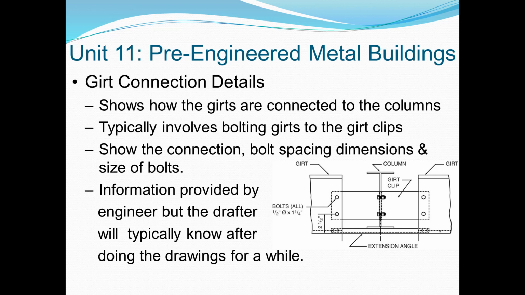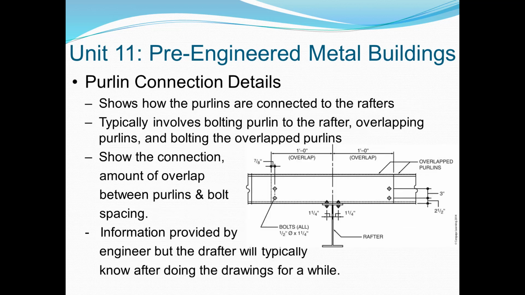The information is provided by the engineer, but the drafter will typically know after doing drawings for a while. If you are working with the same manufacturer and same type of buildings all the time, you become very familiar with what's going to be required, and a lot of times you already know, and then the engineer just reviews what you have done.